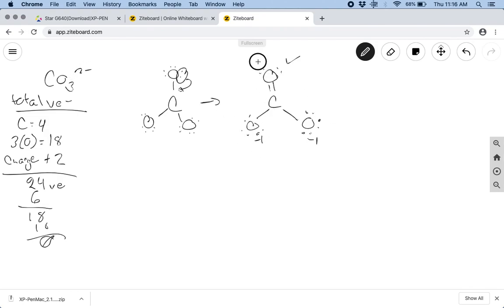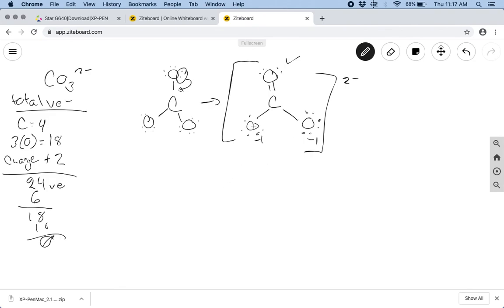So when we draw this out, we put a bracket around it, and we put the 2- right here. When you have a polyatomic ion or a molecule with a charge, always make sure you draw the bracket around the final Lewis structure and put the overall charge. Because everything's covalently bonded, the charge is actually a burden that's shared between all the atoms in the molecule. So it's an overall -2 charge when we draw it.